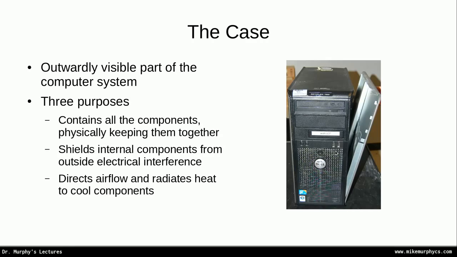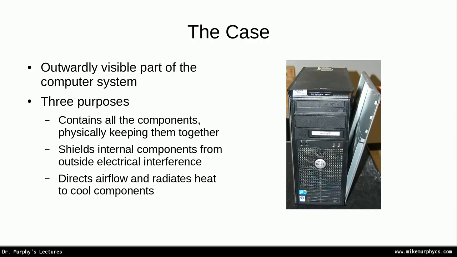A second important function is that you'll notice most computer cases are made of metal, or at least have metal coatings. The reason for that is that the metal forms what's called electrical shielding. It shields those internal components from outside electrical interference, which can come from a wide variety of sources, including electrical appliances, lightning, even cosmic discharges in the upper atmosphere. So the ability of the case to shield the components from those types of electrical interference is highly important.